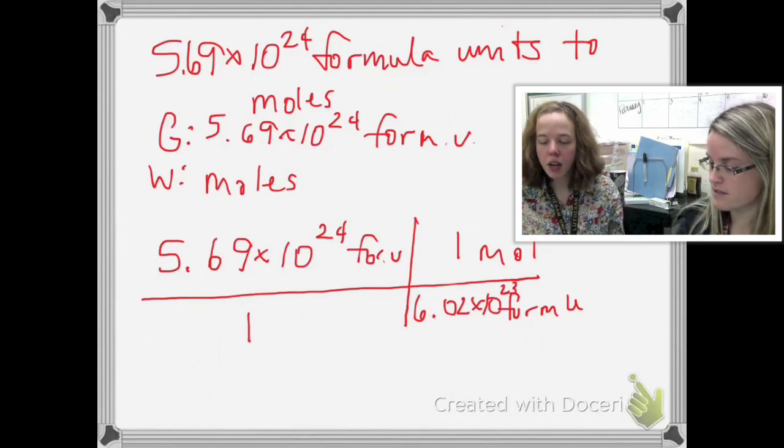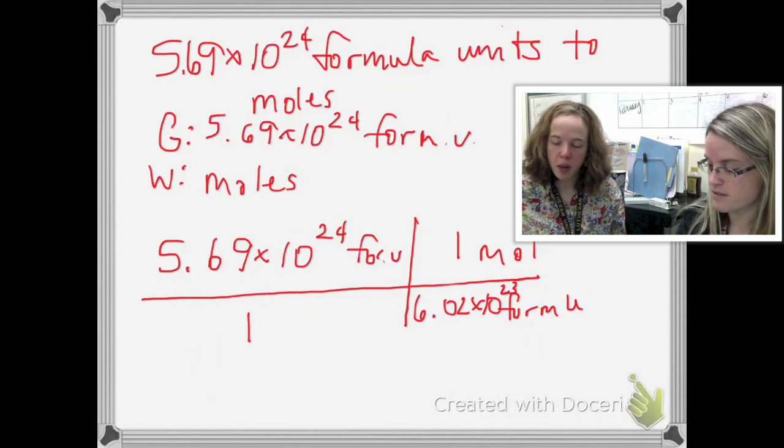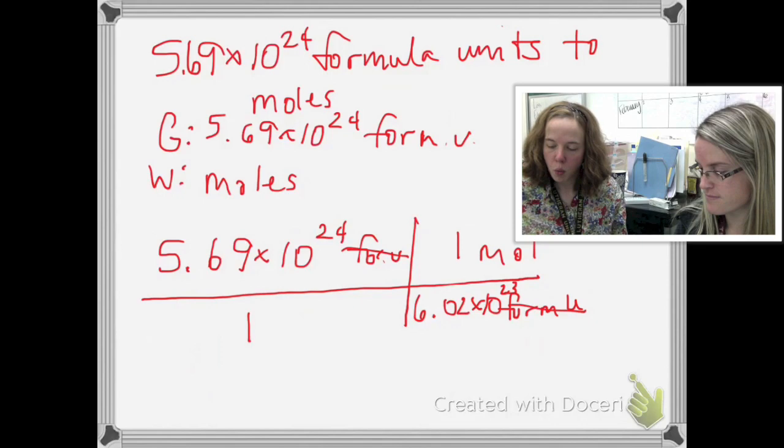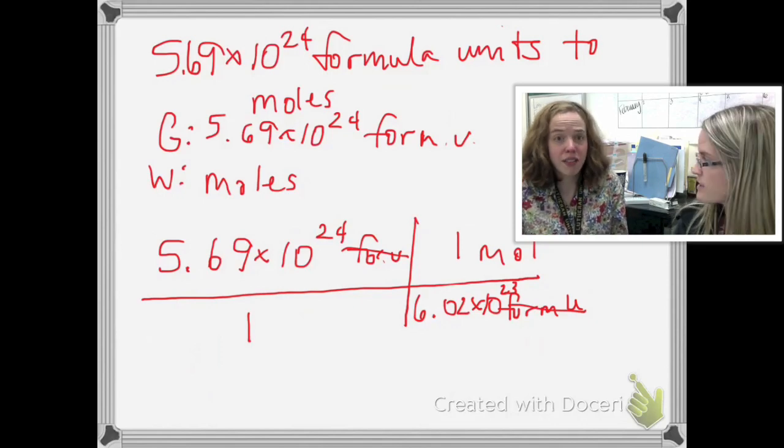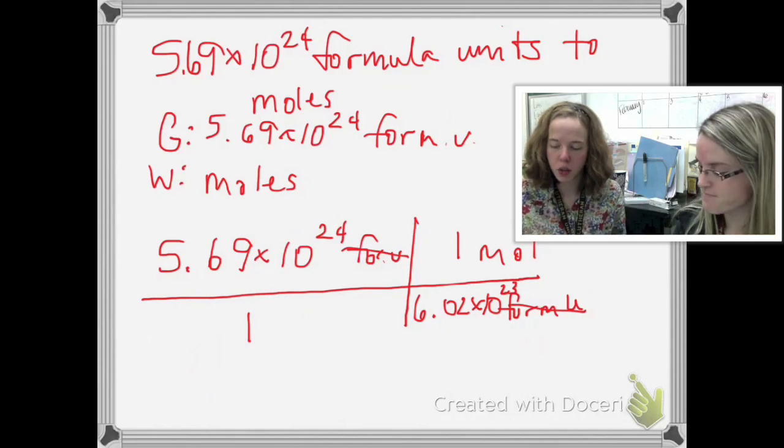All right, so guys, I've got formula units up top, I've got formula units down bottom. What can I do with it? Cancel out. Cross them out. What does that leave me? It leaves you with just moles, and that's what we're looking for. So yeah, 1 step and we're good.